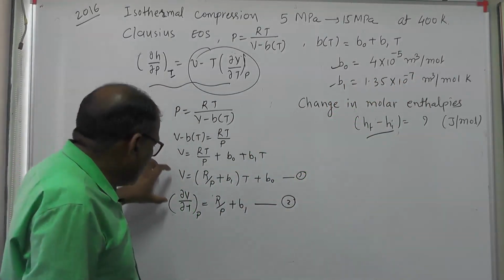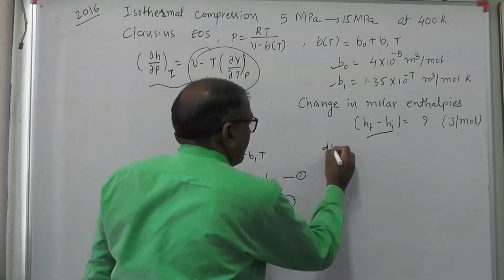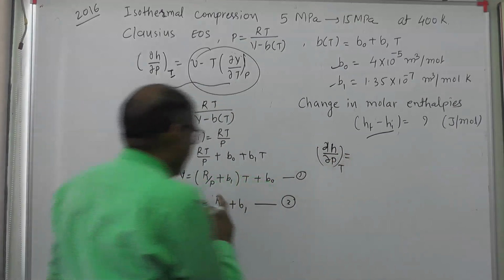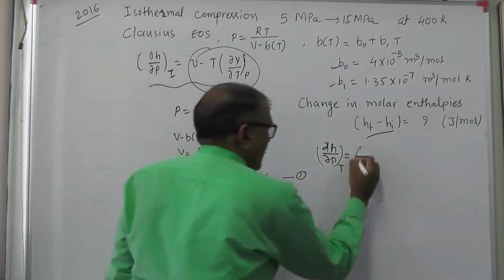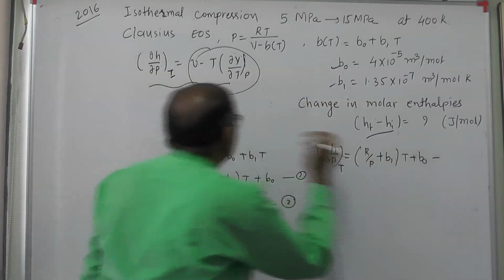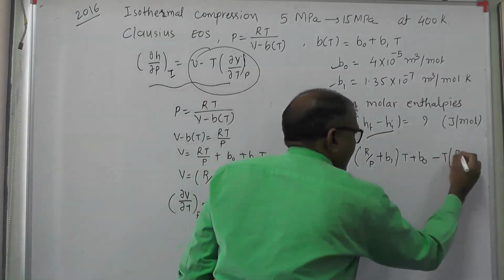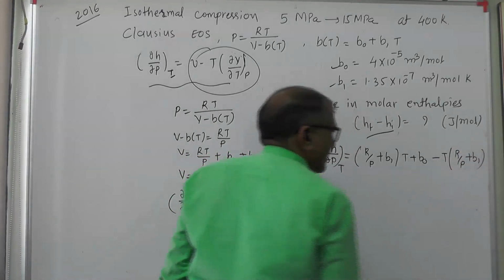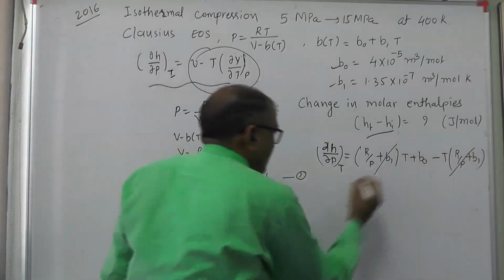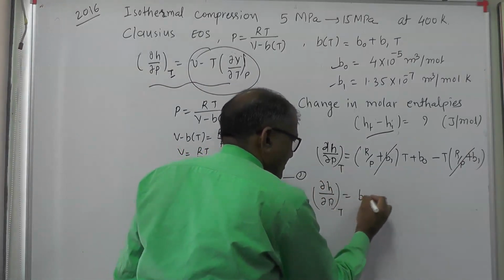If we know these two values, we can insert them in the equation of enthalpy. It would be del H over del P at constant T equal to V. In place of V we can put this value, R by P plus B1 into T plus B0, minus T into this entire term, again R by P plus B1, and this will cancel out, so the only answer is B0. This is equal to B0.